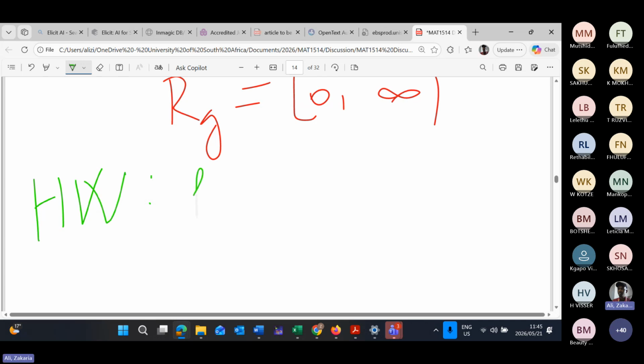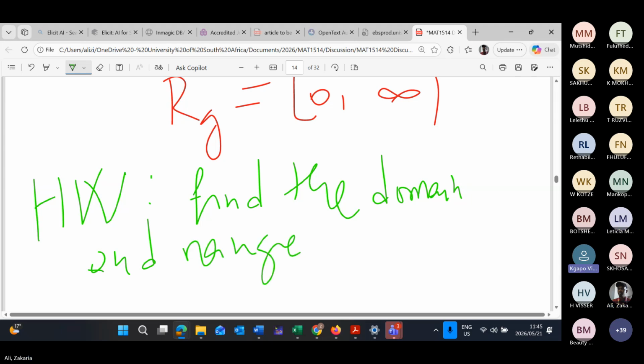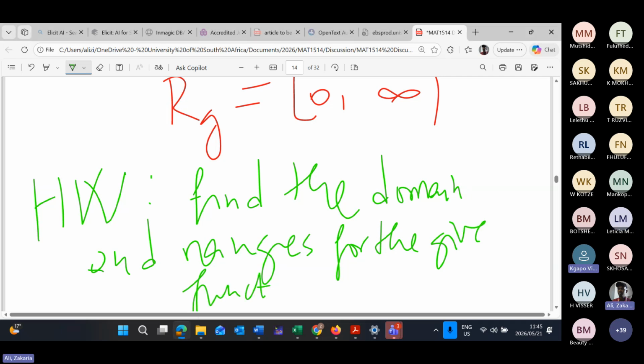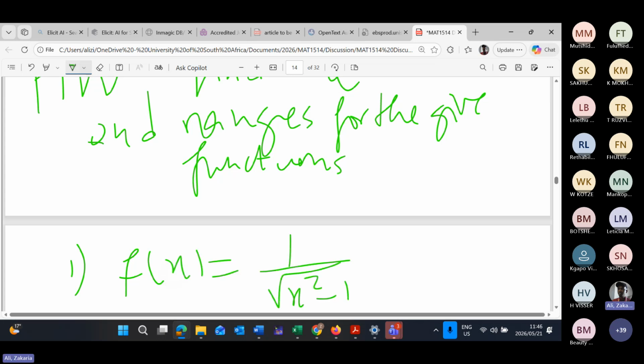I'm going to say find or determine the domains and range for the given functions. Number one, I'm going to say f of x equal to 1 divided by the square root of x squared minus 1.